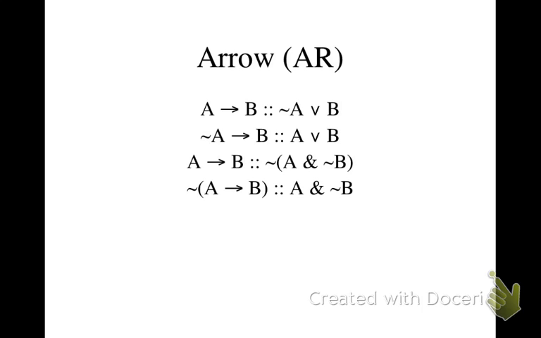Then if we have not A arrow B, well, then that turns into the disjunction A or B. And that makes sense.